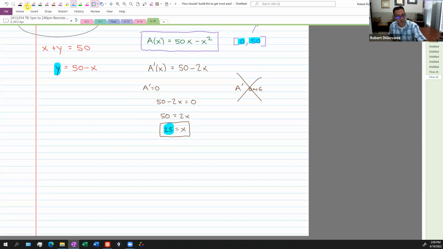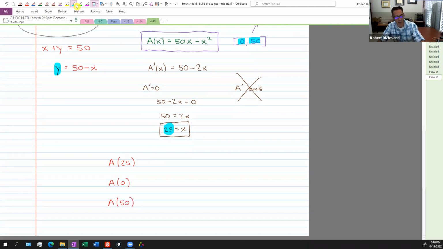So I'm now going to evaluate the original function at 25, the original function at 0. Sorry, not f. I should put A. The original function was A. And then the original function at 50.